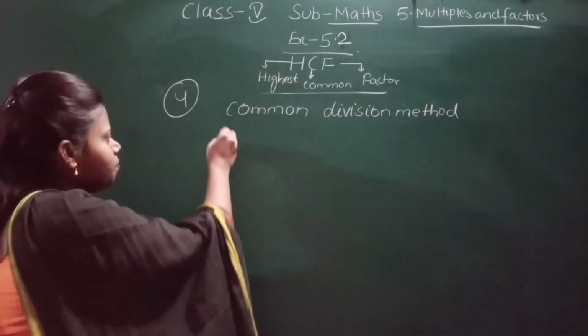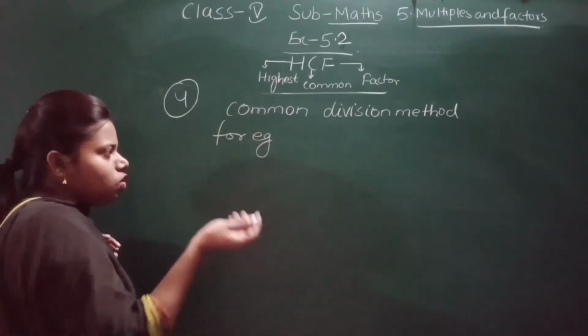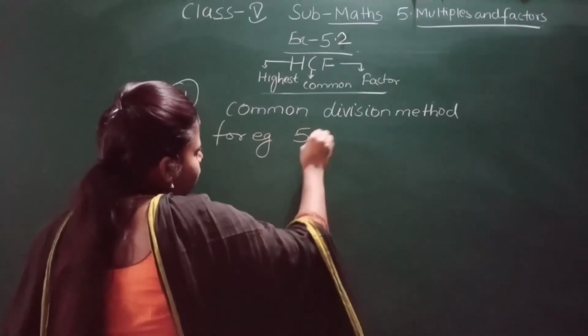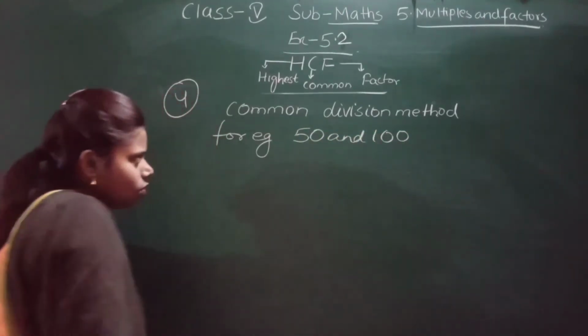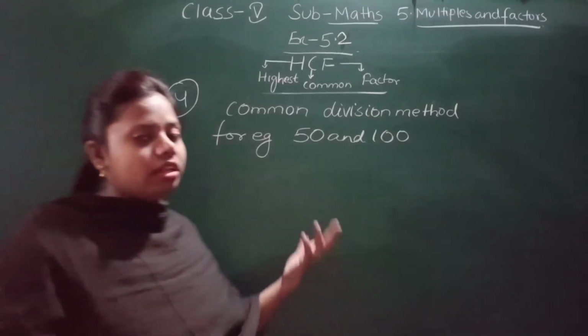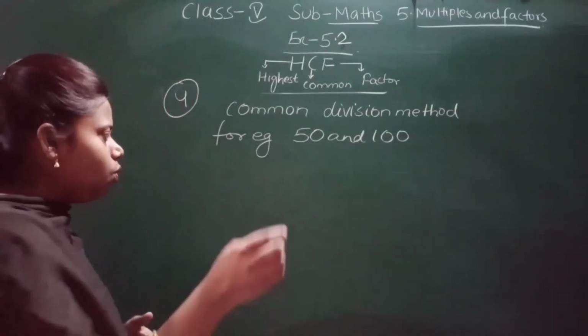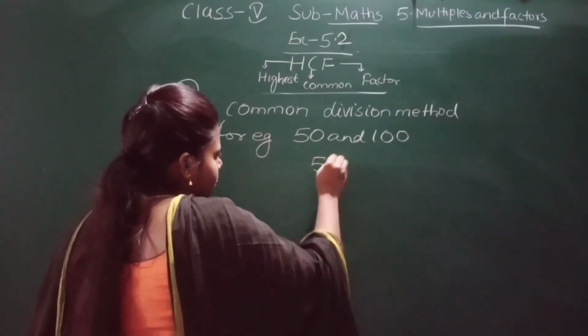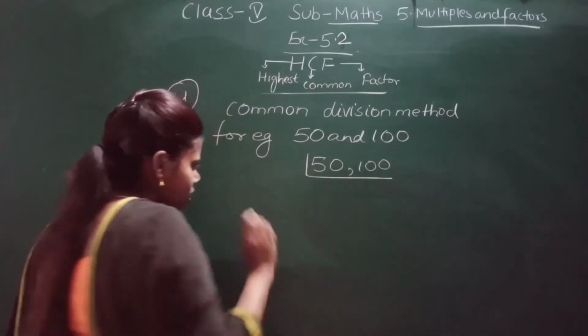Now how to do it? For example, which question will I take? Okay, 50 and 100. We are going to find the SCF of 50 and 100 by the common division method. So how to do it? We have to do it this way. You write 50 and you write 100. Whatever numbers are given, you will write them like this.